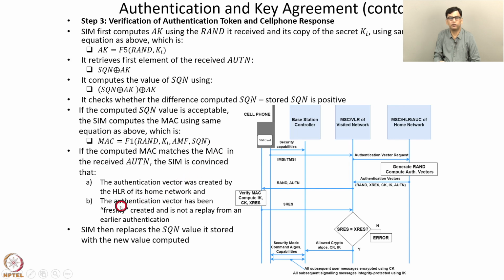So the SIM card replaces the SQN value it stored with the new value that it computed. Since the sequence number has increased, it replaces the stored sequence number with the sequence number that it used in the current authentication process.